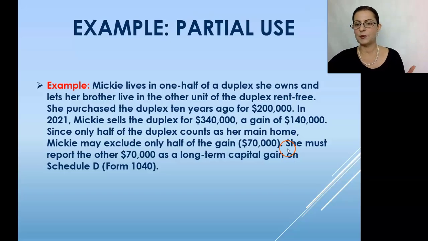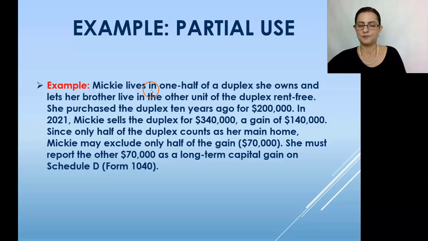The most common scenario where this occurs is where a taxpayer owns a duplex or a triplex, and they live in one unit and then either rent out the other units or let other family members or friends live in the other units. In that case, only the portion that qualifies as the taxpayer's main residence is going to qualify for exclusion under Section 121. And that's regardless of whether or not the other units are rented to actual tenants or whether someone else lives in the other unit, like another family member.